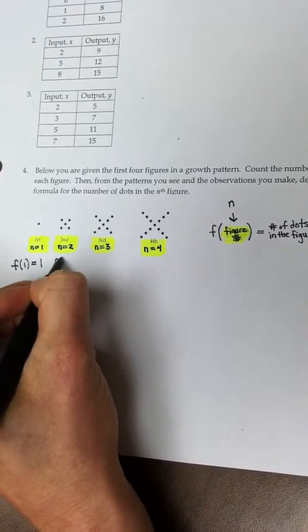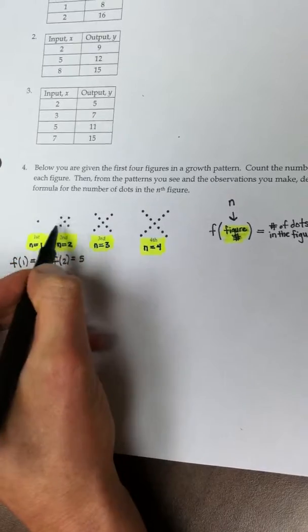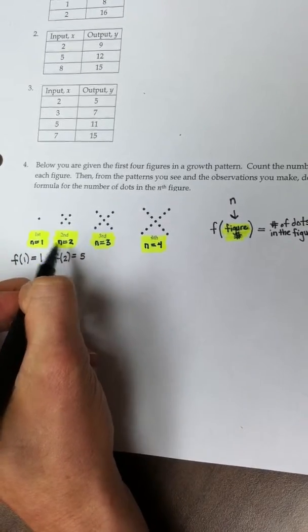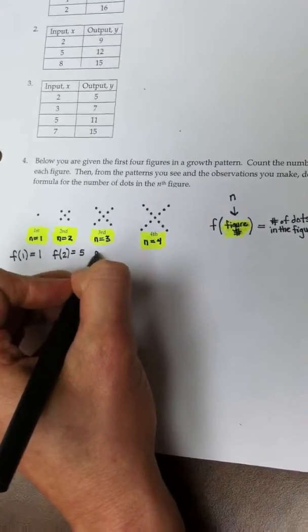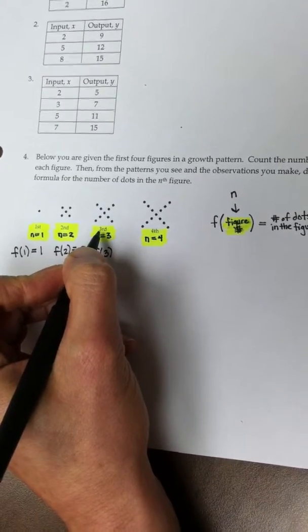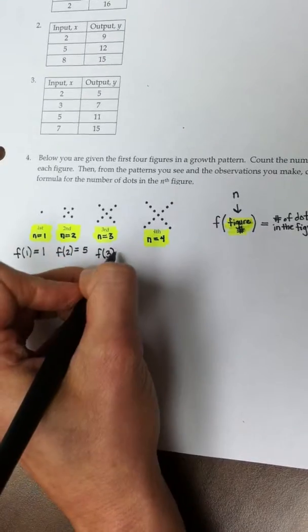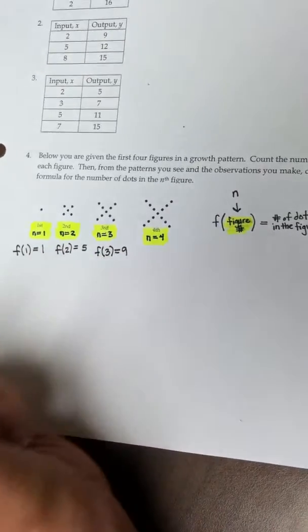And when I plug the figure number 2 into my function, the output will be 5 because there are 5 dots that create the second figure, and so on. So when I plug a 3 into my function representing the third figure, I'm going to end up with, let's see, 1, 2, 3, 4, 5, 6, 7, 8, 9 dots, and so on.